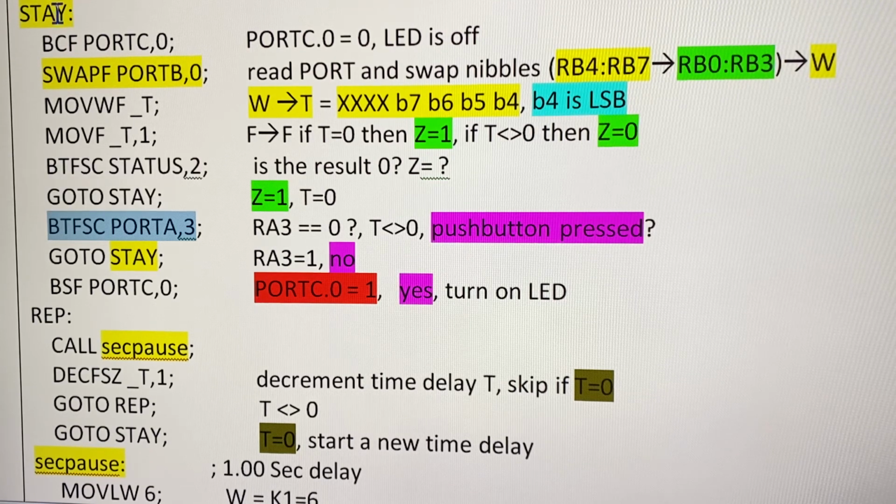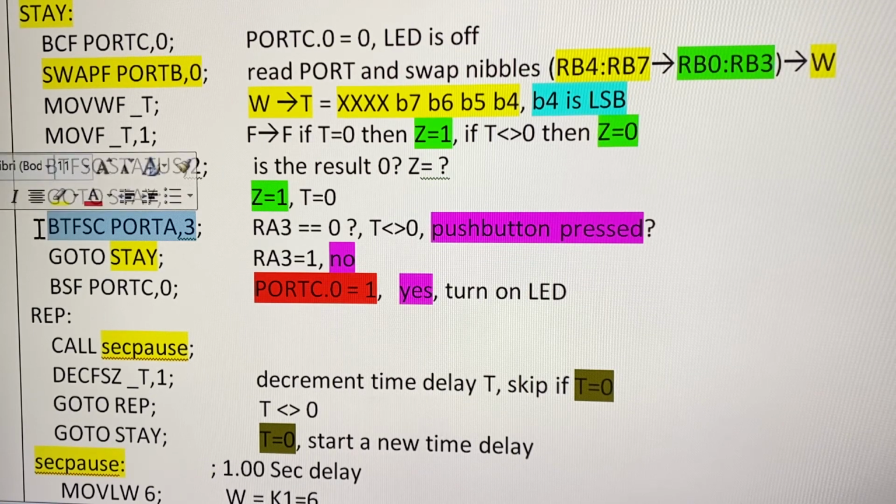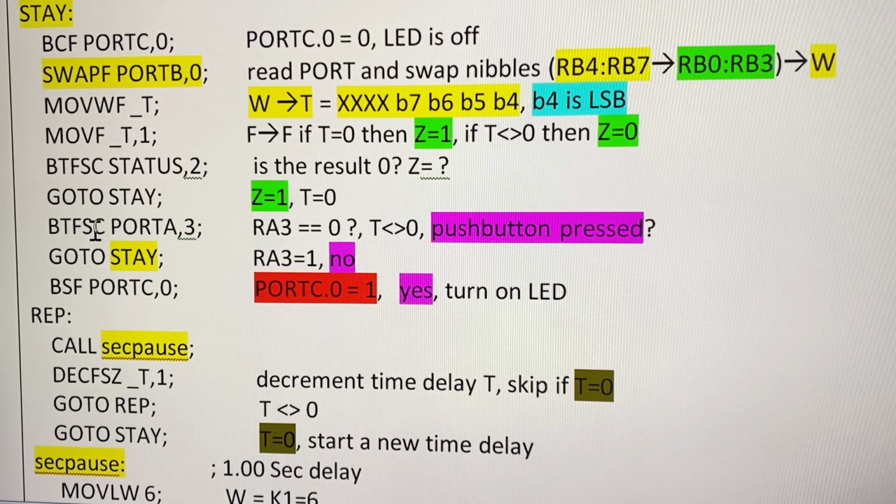That means the user has not pressed the push button. If the user presses the push button, then it'll be here, bit test file, skip if clear. So if it is 0, skip this one and go here. So now the user pressed the push button to turn on the LED, and we turn on the LED with this instruction, bit set. Which bit? Bit 0 from this port, turn it on, or bit set. So port C, bit 0 is equal to 1. Now the LED is on.